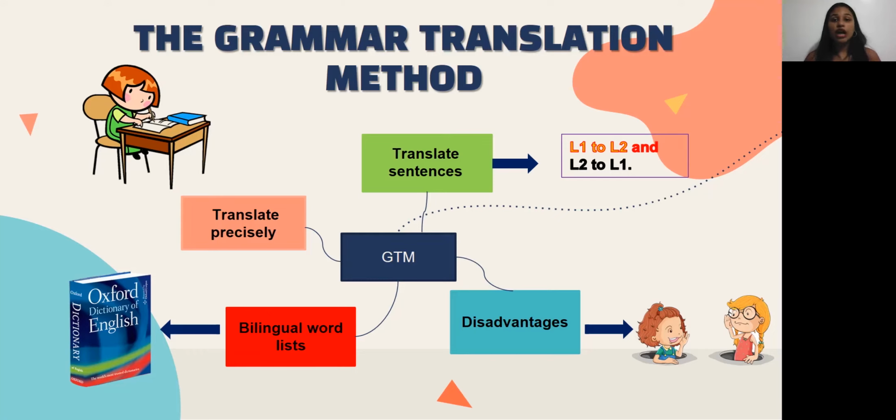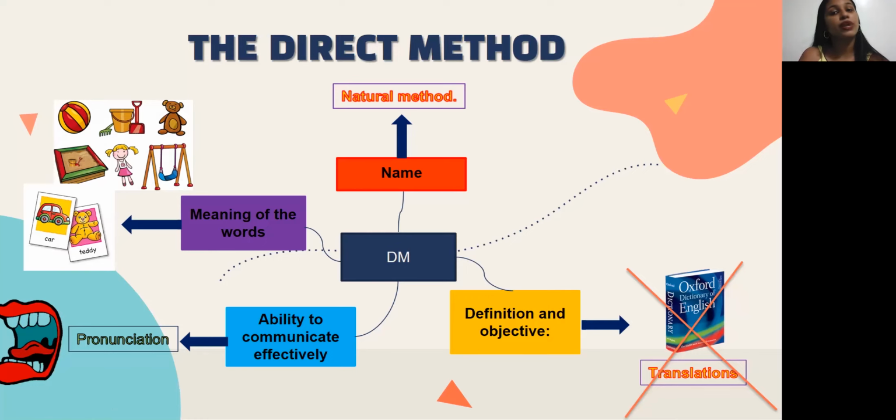Okay, the direct method. The direct method was called the natural method too. And this method pretends to teach foreign languages as practical skills for everyday purposes of social survival, without grammar and translations or dictionary. For this method, the ability to communicate effectively in ordinary life is very important. For this reason, pronunciation is very important. And this method is oral. And the meaning of the words is taught using pictures, using flashcards, etc.